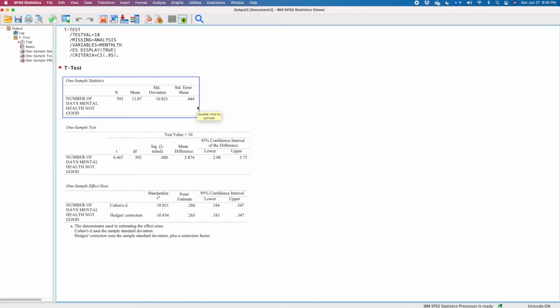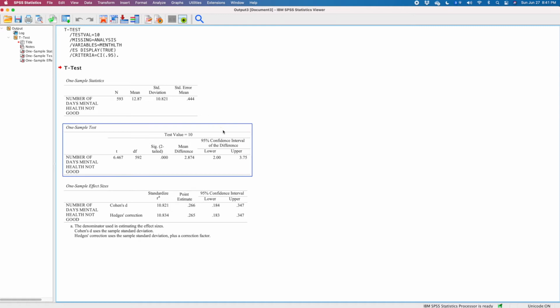This first table shows us how this variable is acting here in this data set. 593 participants answered this question. On average, they don't feel mentally well 12.87 days a month. That's the mean. Standard deviation is 10.82. I want to encourage you to write this up. Describe your sample variable because you have to assume that your reader is not aware of this variable and has not seen this variable in any setting. So you want to introduce this variable to your reader.